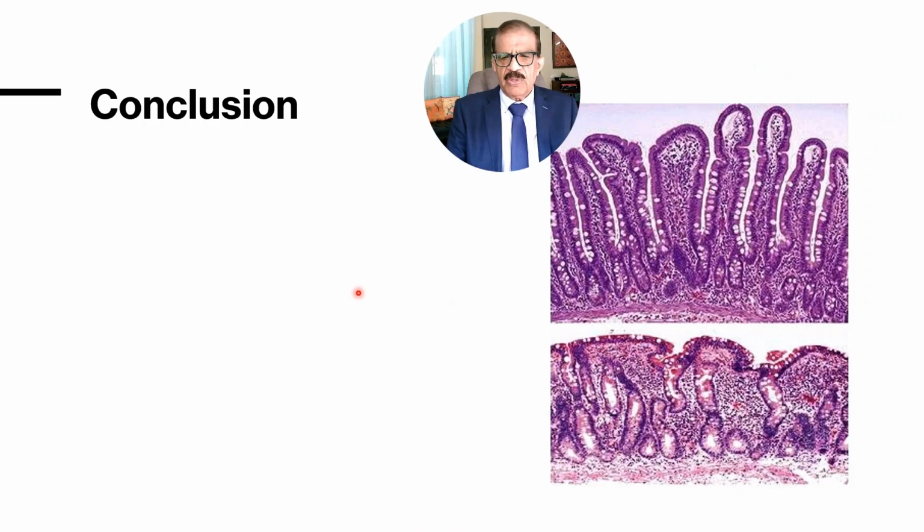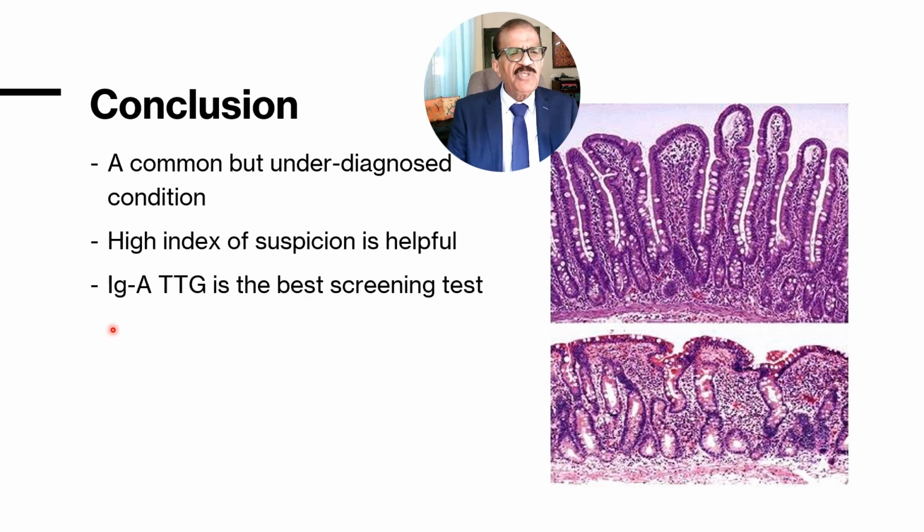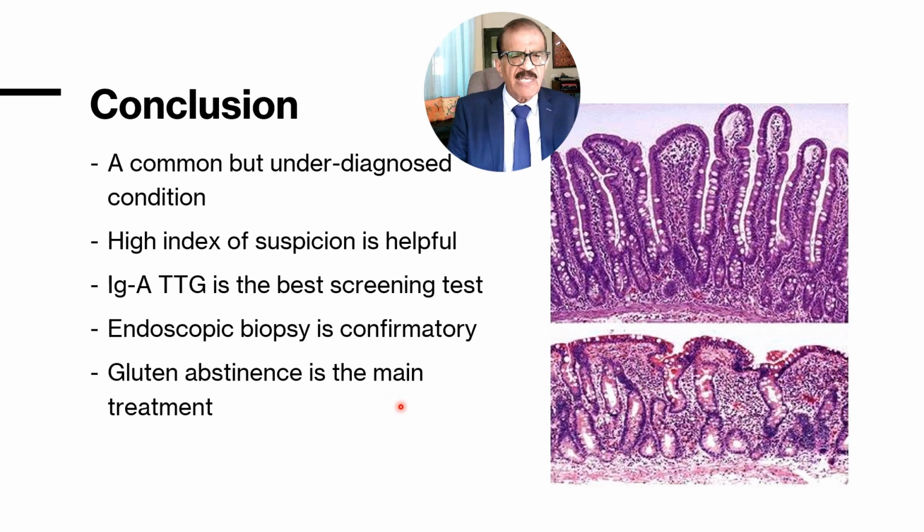So, ladies and gentlemen, conclusion: celiac disease is a common but underdiagnosed condition. You need to have a high index of suspicion to pick up these patients for further investigation. IgA TTG is the best screening test, very sensitive, very specific, and a negative test would suggest an alternate diagnosis. A positive result would mean that you need to go to the further level, which is endoscopic biopsy, because that is confirmatory. And gluten abstinence is the main treatment.